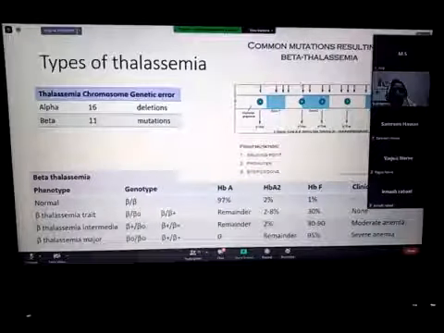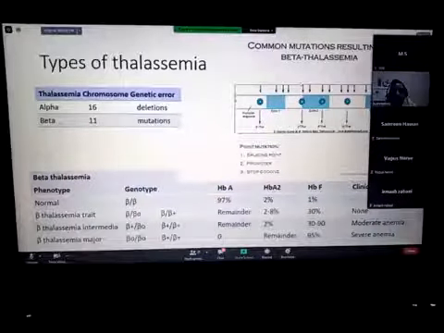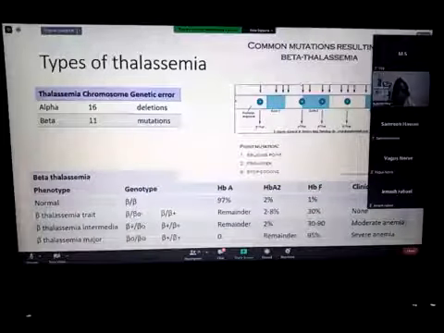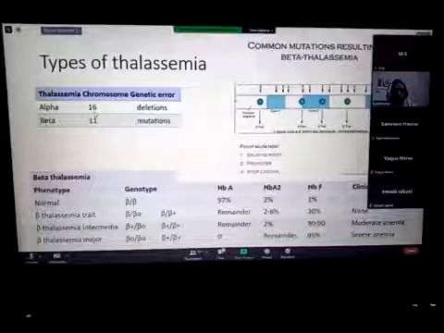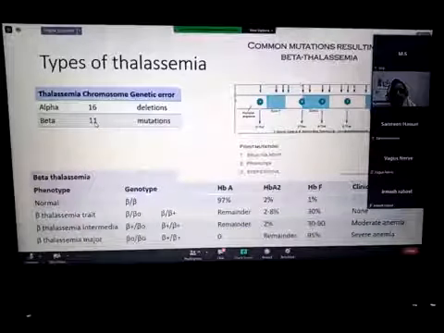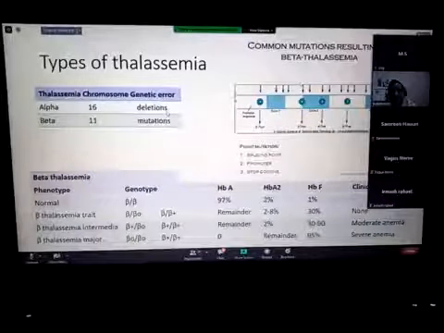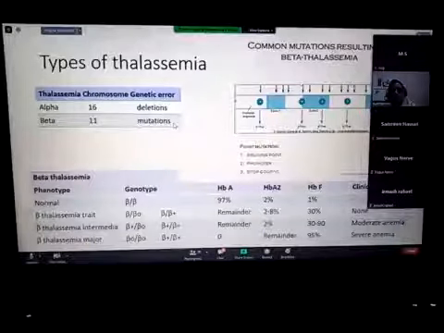What are the types of thalassemia? Because there are two chains, alpha and beta, you can guess there are two types, alpha and beta. For alpha, the chromosome is 16, and for beta, it is 11. You should remember these chromosomes. They're usually asked in MCQs. The genetic error in alpha is deletion, but for beta, it's mainly mutations.